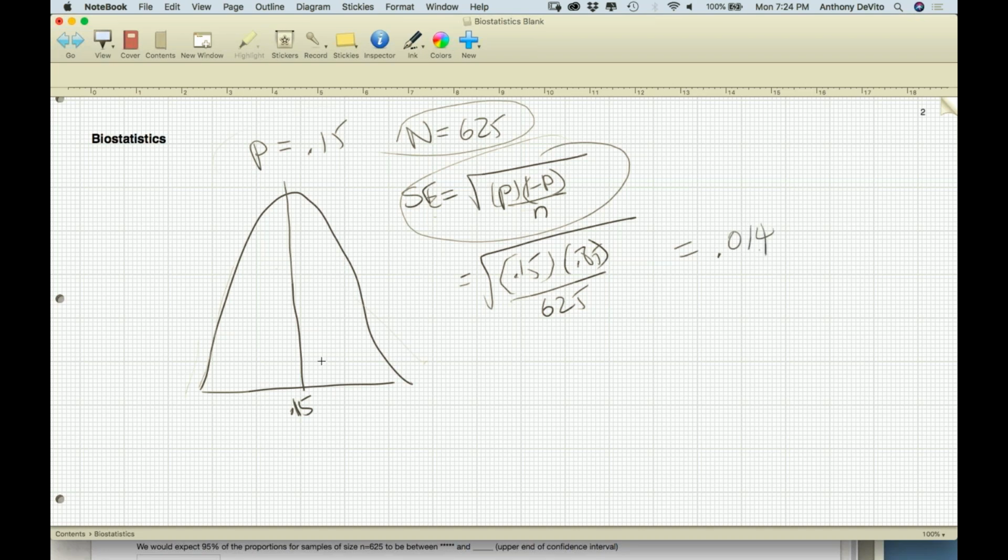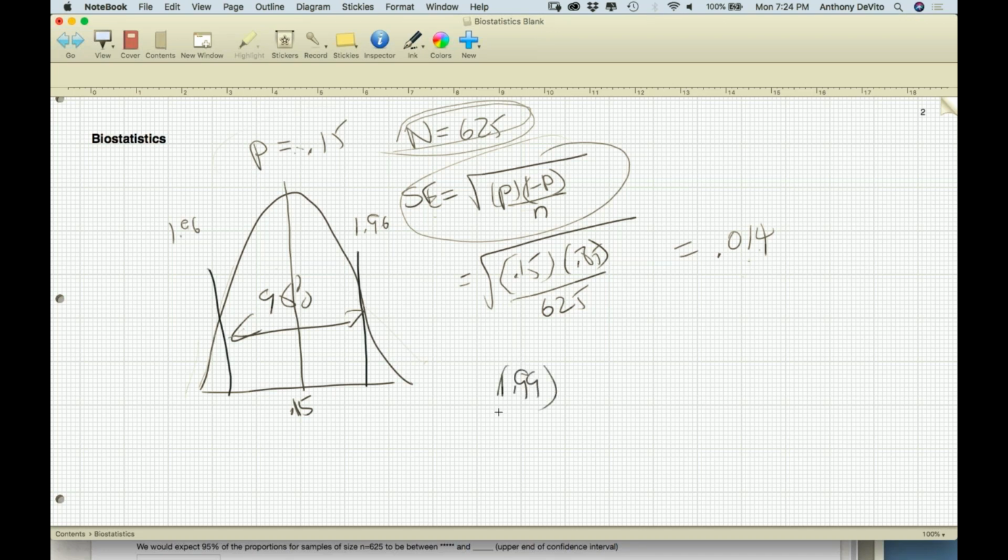So if I go 2 standard deviations to the left of 0.15 and 2 standard deviations to the right of 0.15, or more accurately 1.96 standard deviations to the left and 1.96 standard deviations to the right, what's that going to tell me? That's going to tell me that 95% of the time, if you take a sample of size 625 from this population, it's going to be between those two numbers. And what's that going to be?